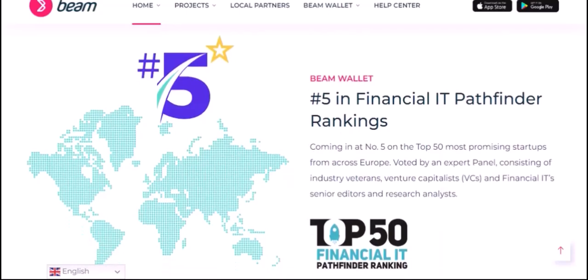There are a few primary ways to load your Beam wallet. Exchange platforms. Many cryptocurrency exchanges now support Beam. You can typically purchase Beam directly using fiat currency, like USD or Euro, or by trading other cryptocurrencies for Beam within the exchange. Peer-to-peer, P2P, trading.